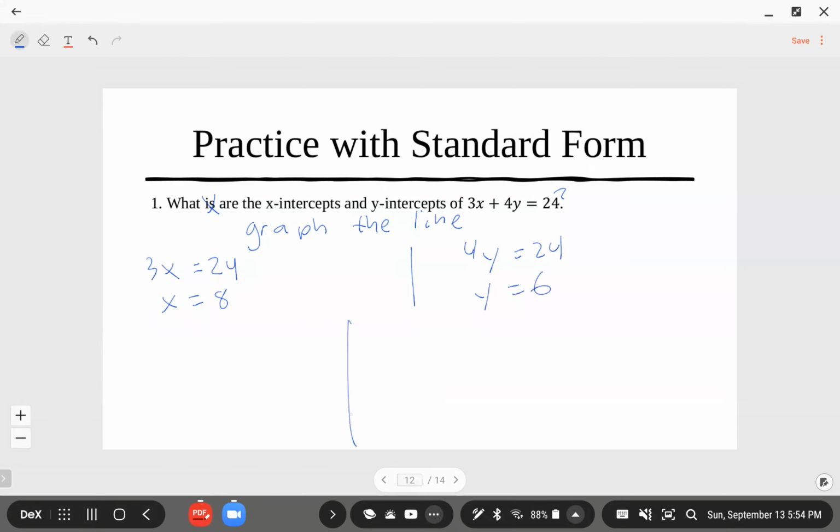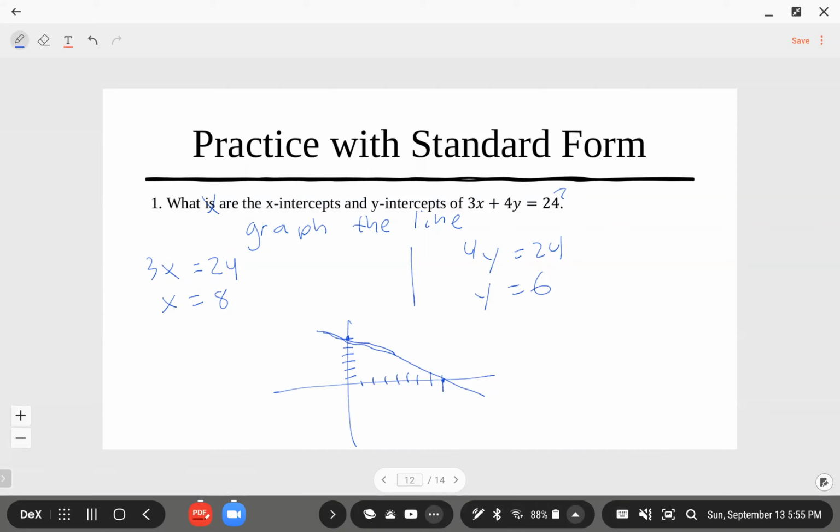So let me erase a bit of that. Then, let's graph this line. Y-intercept is 6. 1, 2, 3, 4, 5, 6. X is 8. 1, 2, 3, 4, 5, 6, 7, 8. Right here. Get this line.